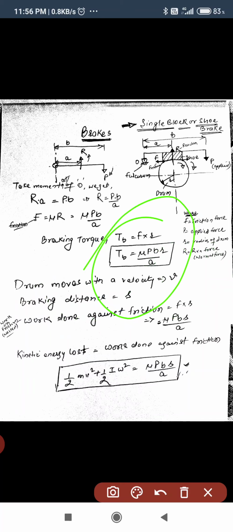This is mu PBR by A, by putting all the value as we have calculated above. So the drum is moving with velocity v and braking distance is s, means कि कुछ स्पीड से वो चल रहा था जब हमने ब्रेक लगाई, और कुछ वो डिस्टेंस मूव किया और उसके बाद वो रुक गया. That is the work done. वर्क डन क्या होता है?